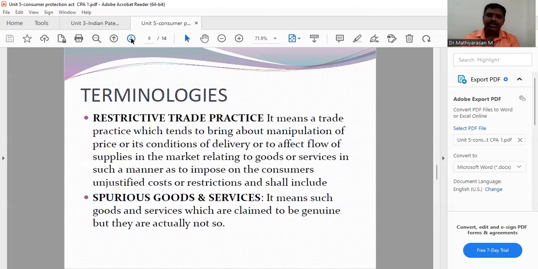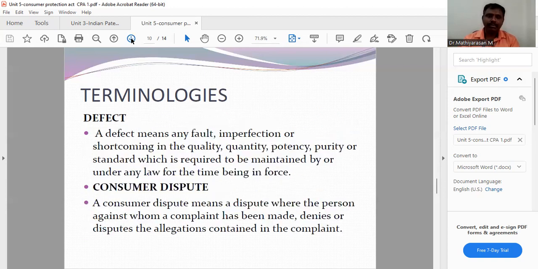The important terminologies used in this Act. Restrictive trade practice means a trade practice which tends to bring about manipulation of price or its conditions of delivery, or to affect the flow of supplies in the market relating to goods or services, in such a manner as to impose on the consumers unjustified cost or restrictions, and shall include spurious goods and services. It means such goods and services which are claimed to be genuine but are actually not so.